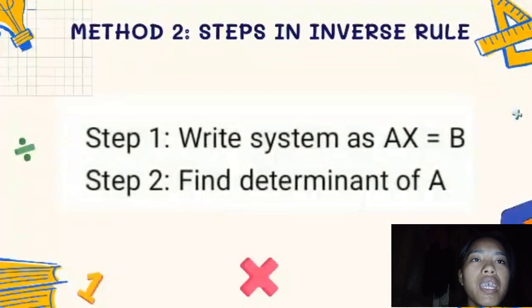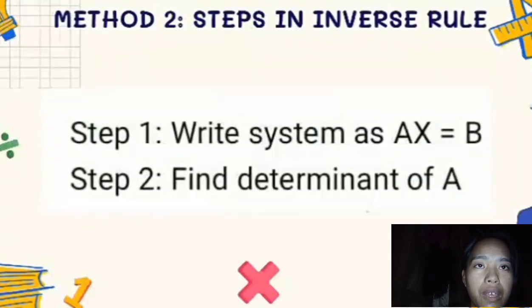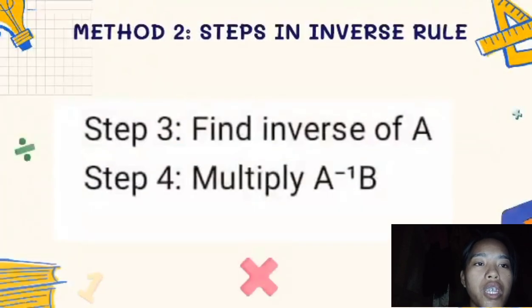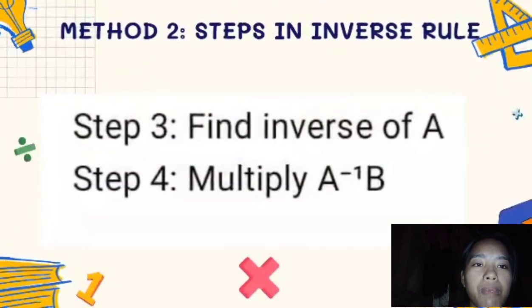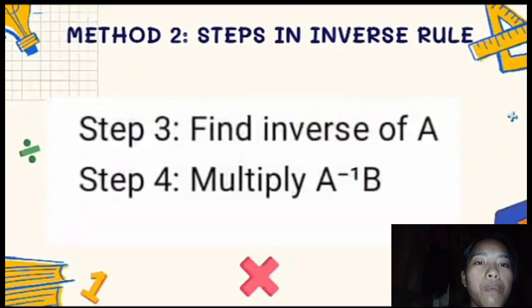So, here are the steps in the inverse method. First, we express the system in matrix form. Second, we compute the determinant of A to check if an inverse exists. Third, we calculate the inverse of matrix A. Finally, we multiply the inverse by matrix B to get the solution of matrix X. This method is powerful, especially when using calculators or computers.